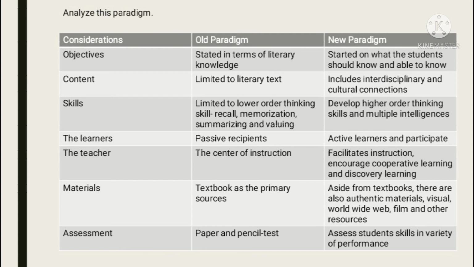Next is materials. Old: textbook as the primary resource. New: aside from textbooks, there are also authentic materials, visuals, the World Wide Web, film, and other sources. The last is assessment. Old: paper and pencil tests. New: assesses students' skills in a variety of performances.